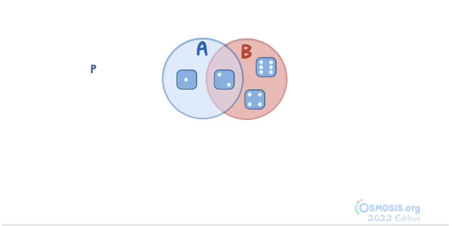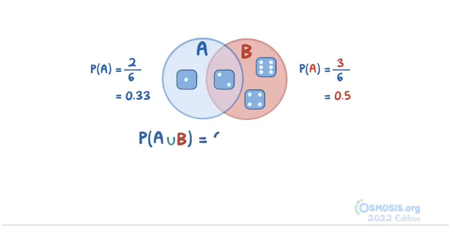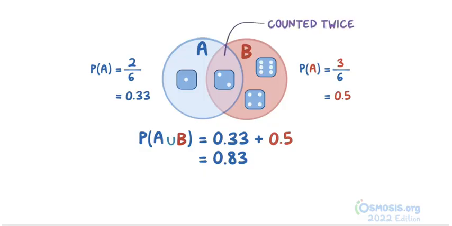The probability of rolling a number less than or equal to 2 is 2 over 6, or 0.33, and the probability of rolling an even number, so a 2, 4, or 6, is 3 over 6, or 0.5. If we use the basic addition rule, the probability of events A or B is 0.33 plus 0.5, which is 0.83 or 83%. But this number is actually higher than the true probability for events A or B, because the overlapping area is counted twice.